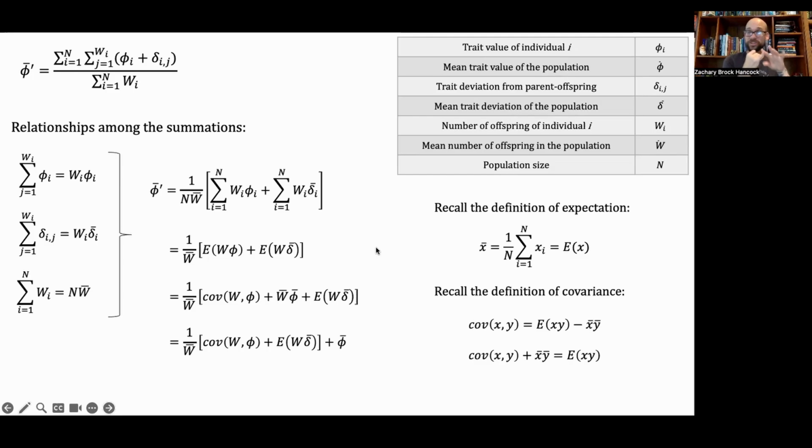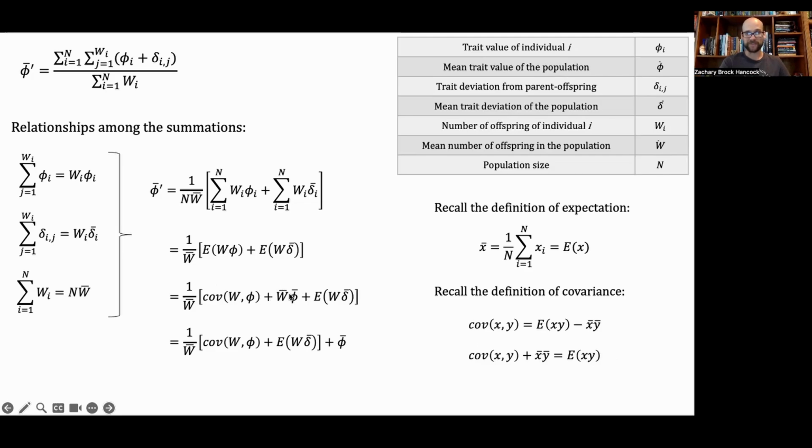Now, additionally, recall the definition of covariance. So covariance, remember, is equal to the expectation of the product of x and y minus the mean product of x and y. We can then rewrite this for the expectation by just moving that mean product to the other side. And now expectation is equal to the covariance of x and y plus the mean product of x and y. So we're going to plug that in up here for this first term. So we're just going to expand this to the covariance of fitness and trait plus the product of mean fitness and the mean trait value.